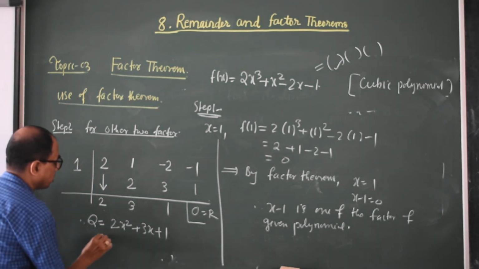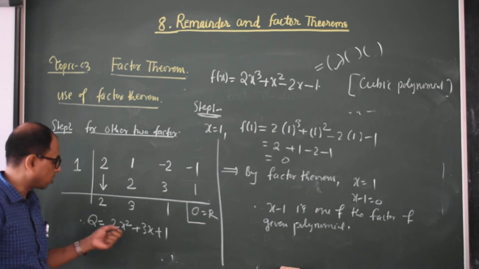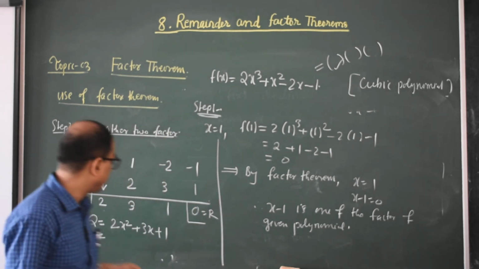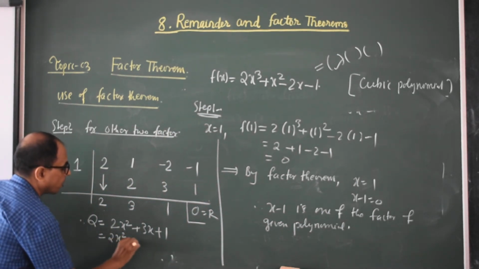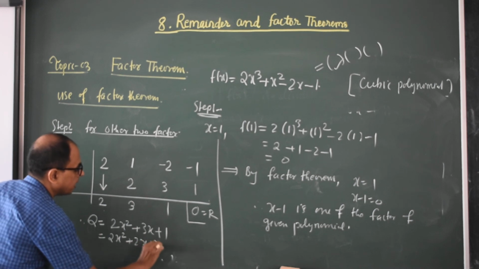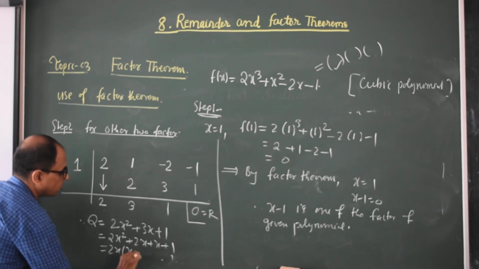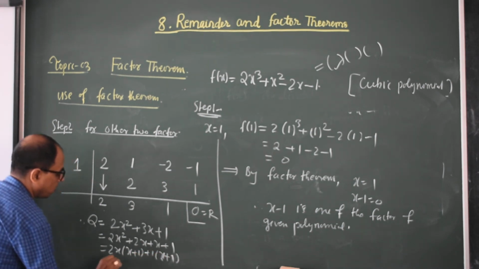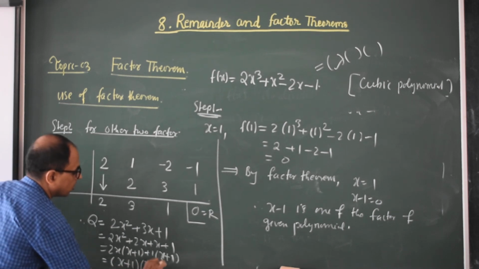Now the quotient is quadratic, so we can factorize this quadratic by the splitting method. For a quadratic polynomial we have the splitting method to factorize. So 2x squared plus 2x plus x plus 1. Now take 2x common, so x plus 1, and plus 1 common here, x plus 1. So ultimately (x plus 1) into (2x plus 1).